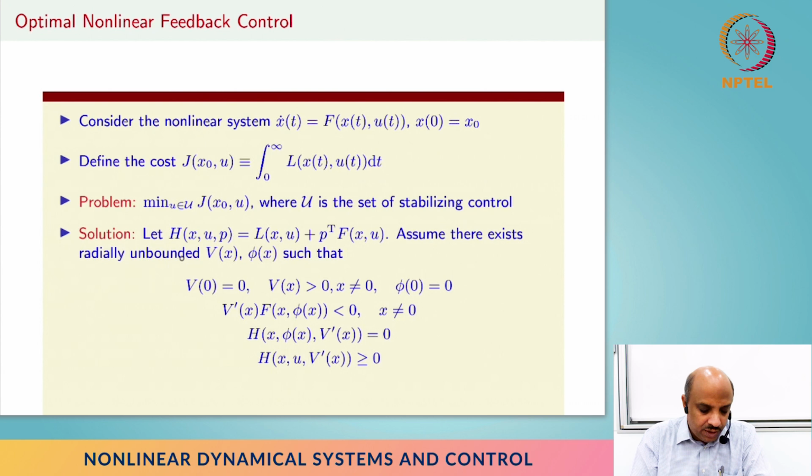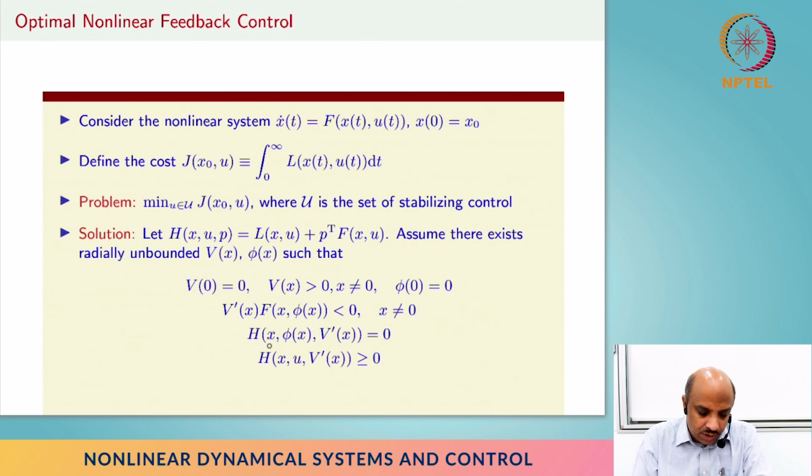Like before, I'm going to define my Hamiltonian to be L plus P transpose f of x comma u. Basically, I'm just defining something. But here is the result. Assume there exists a radially unbounded function. You can clearly see where that is coming from. It's coming from the Lyapunov stability notions, and a feedback controller phi of x, such that V of 0 is 0, V of x is positive definite, and phi of 0 is 0, and this V dot part is less than 0, and something different.